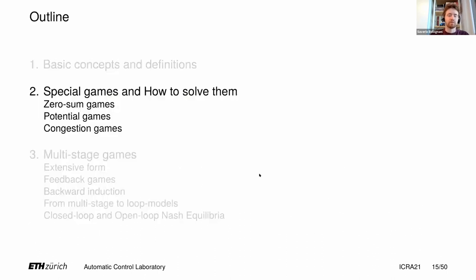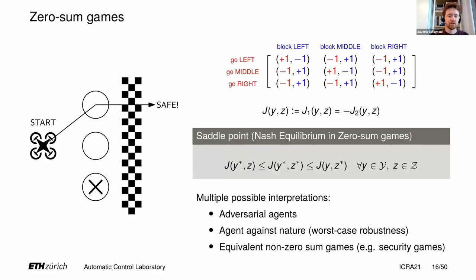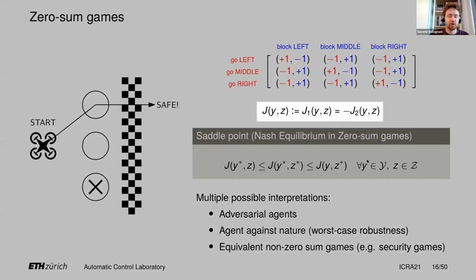Okay, now we've covered what I wanted to cover in terms of basic concepts. We're going to look into some special games: zero-sum, potential, and congestion games. So we already saw a zero-sum game, actually. The escape game, where this robot has to reach the safe space without being intercepted. You already noticed, of course, that the outcome for every pair of actions sums to 0 for the 2 players. So if this condition is satisfied, then we call the game a zero-sum game.